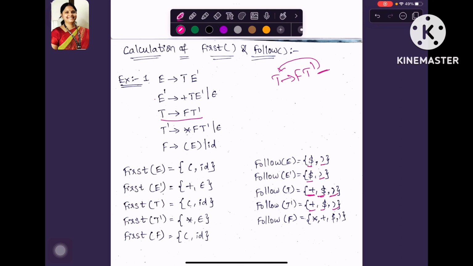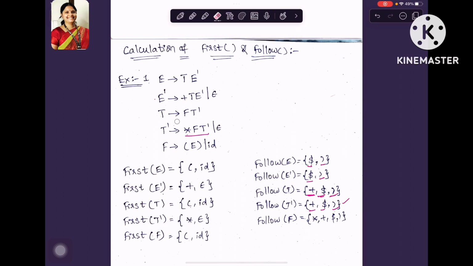Next we find T dash again on the right hand side in this production, T dash produces asterisk F T dash. After T dash we don't have any symbols. So T dash follow is T dash only. So there is no need to calculate anything. The same will be the answer. So next we will calculate the follow of F. To calculate the follow of F, first we need to find where the F is present on the right hand side of the productions.